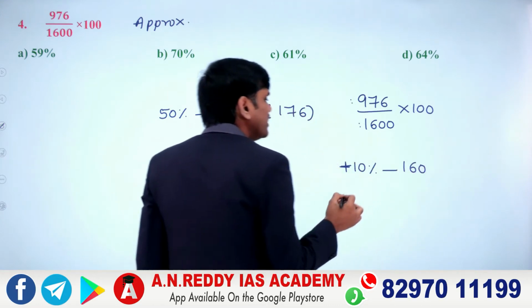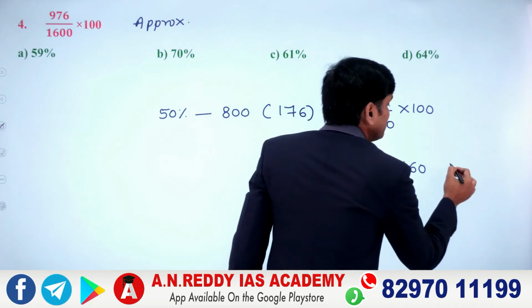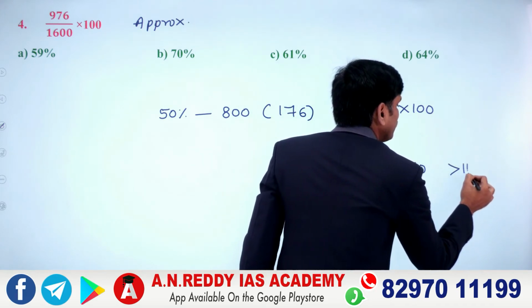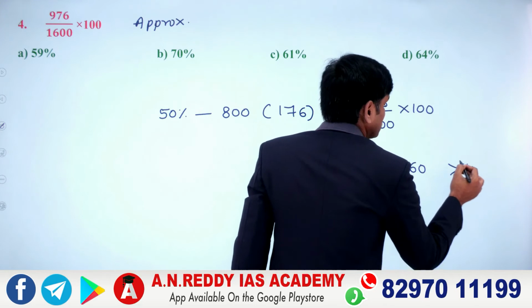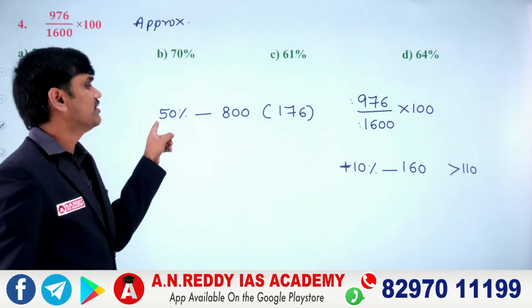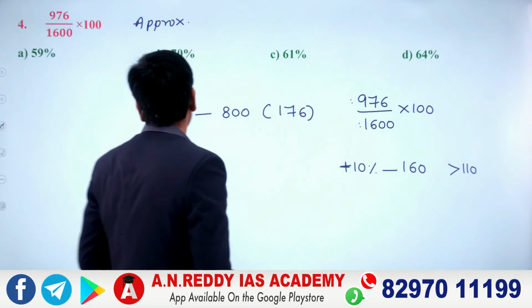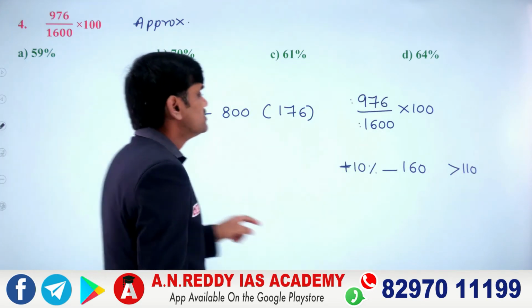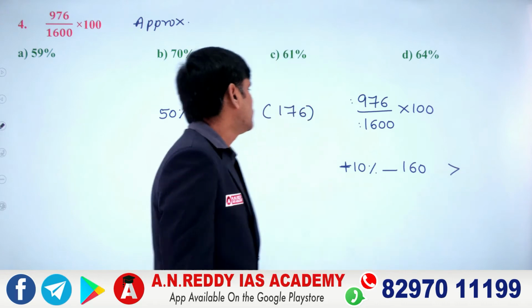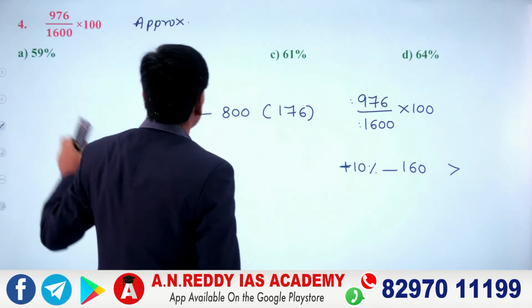160. Yes, I can add. So from this I can say that my answer is greater than 60%. Already 50 I have. I am taking 50. I can add 10%, which means my answer has to be greater than 60%. So the answer has to be greater than 60%, is what we can say.